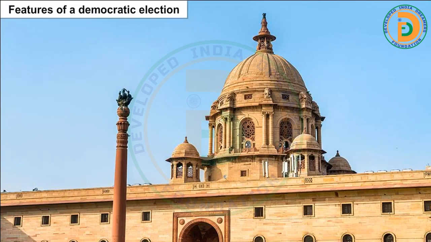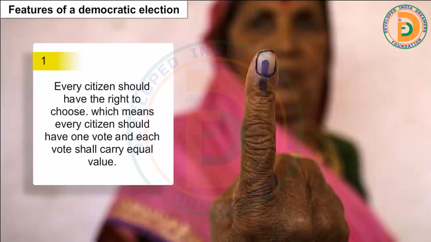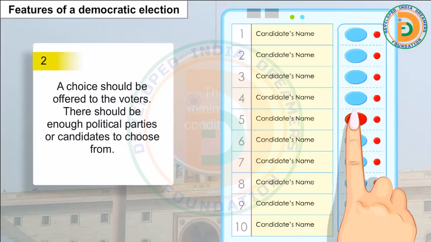Features of a democratic election. The minimum conditions to be fulfilled in a democratic election are: 1. Every citizen should have the right to choose, which means every citizen should have one vote and each vote shall carry equal value. 2. A choice should be offered to the voters. There should be enough political parties or candidates to choose from.